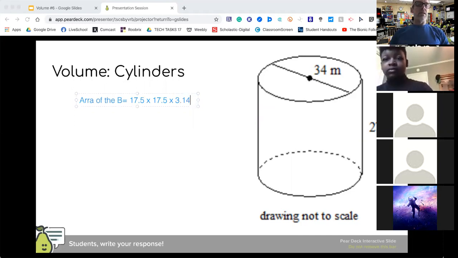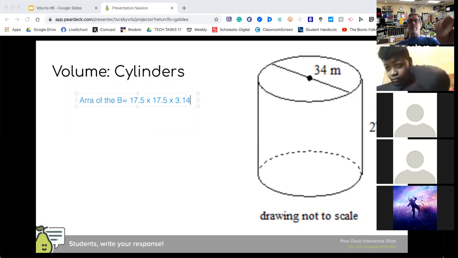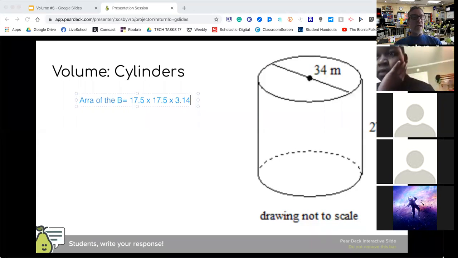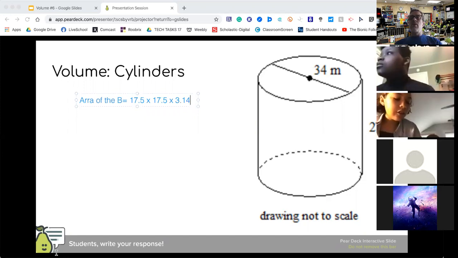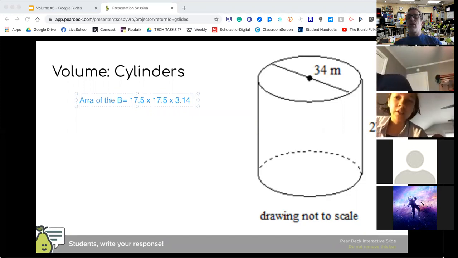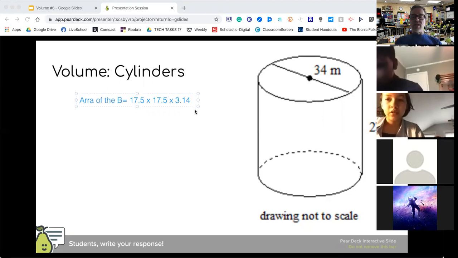Oh, that feedback. Let me ask somebody. Help me out, please. Josie. Why is it 17 and a half times 17 and a half? Where did I get that from? Because the algorithm is pi times radius squared, and 34 is the diameter, and so you have to have 34. Okay. And then you do. That's right.